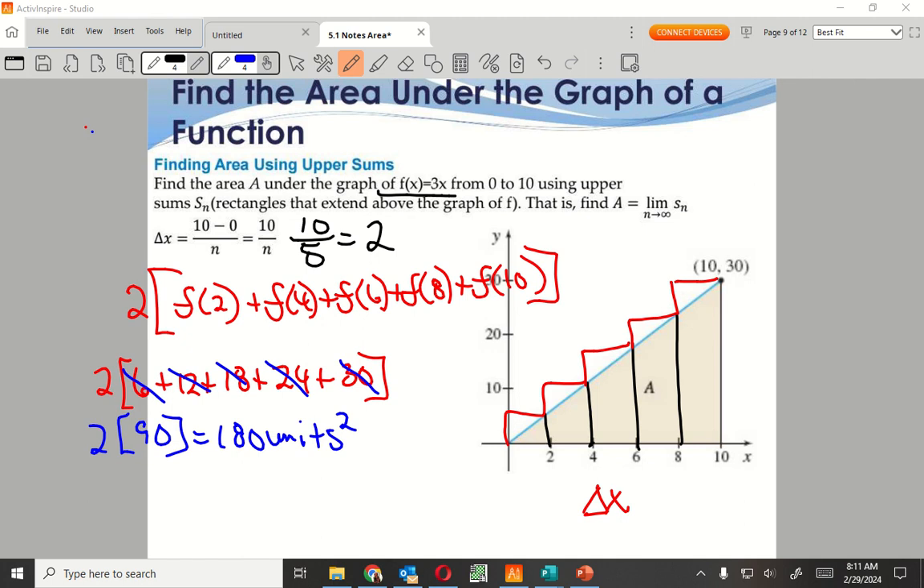Will it always be in units? Its area. And these are normally on a graph, so you will have units and units squared.